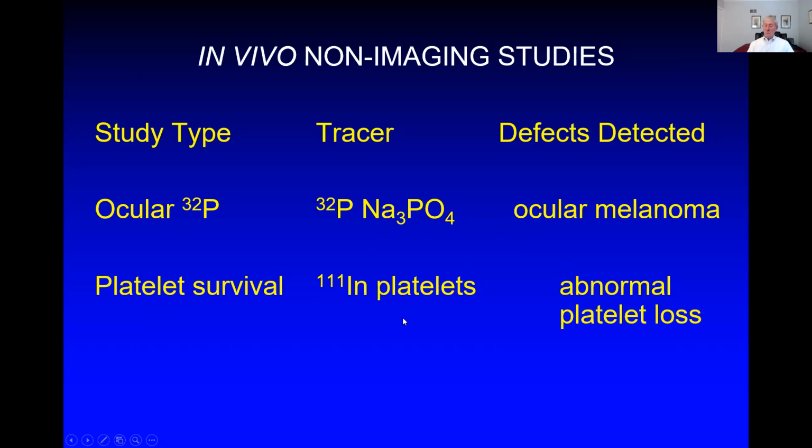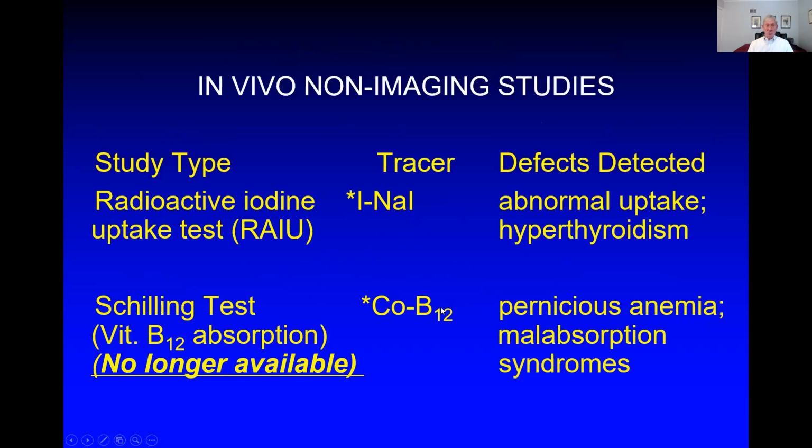Platelet survival. We used to do a few of these. Probably we've done 10 of them in the last 30 years, but none recently. And we're trying to determine why people's platelets are disappearing so rapidly. And this quantifies that disappearance rate.